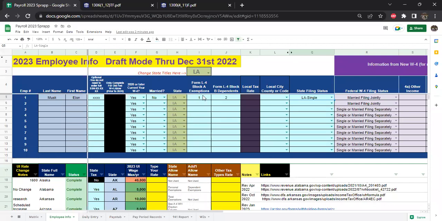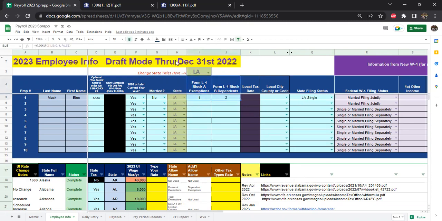We have placeholders for all of those questions. How many block A exemptions? That's 1 or 2 if you're LA single or LA married, Louisiana single or Louisiana married, not Los Angeles. And then the number of dependents, okay? So that's where you enter in both of these pieces of information, right?